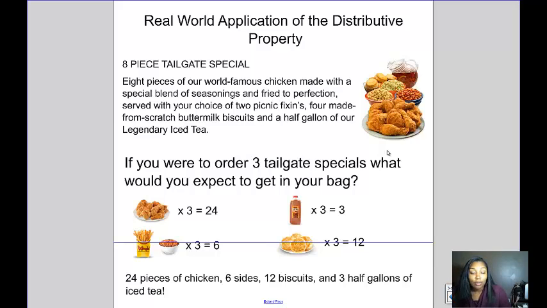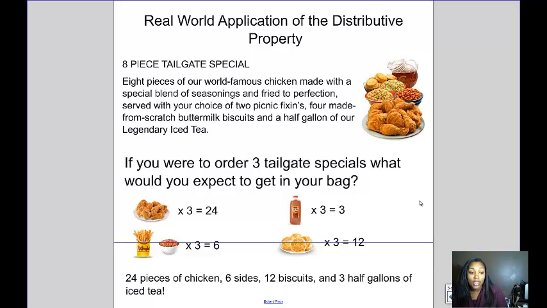I'm sure most of you have been to Bojangles, and one of the things that they offer is called the 8-piece tailgate special, and it comes with 8 pieces of chicken, 4 biscuits, 2 sides, and a half gallon of tea. So let's say you're having a big party and you decided that you're going to order 3 tailgate specials. So the question is, what would you expect to get in your bag if you ordered 3 tailgate specials?